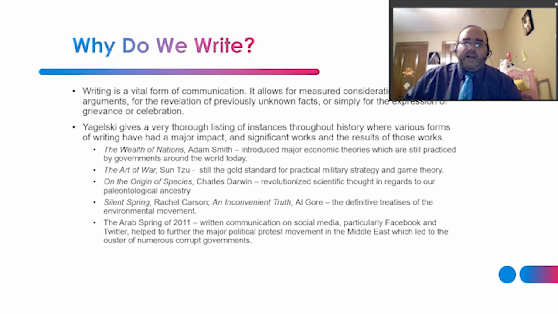If you're not familiar with Adam Smith, he is a British economist. I think he might actually be Scottish because there's a statue of him in Edinburgh. So, what did the Wealth of Nations do? It introduced major economic theories which are still practiced by governments around the world today. Adam Smith is widely considered to be the father of capitalism and capitalist governments. So he's widely recognized and sometimes even reviled because he came up with the capitalist system that has been turned into what we know it as today.